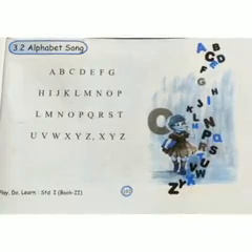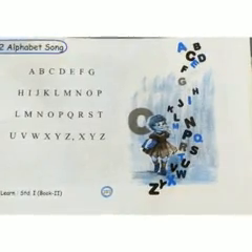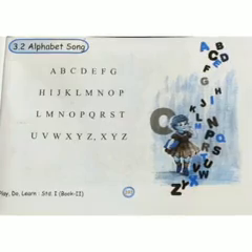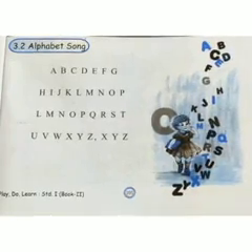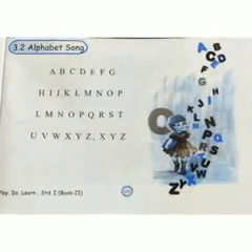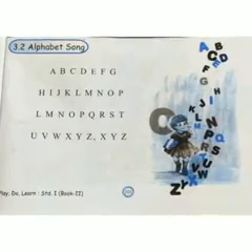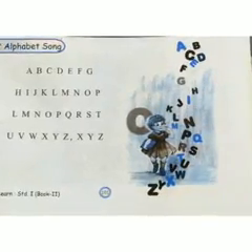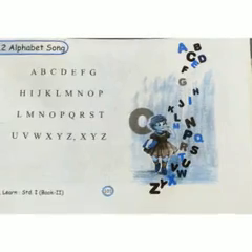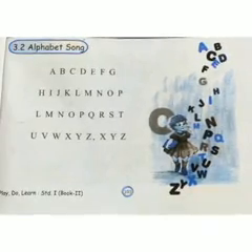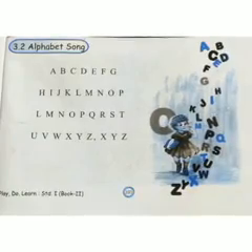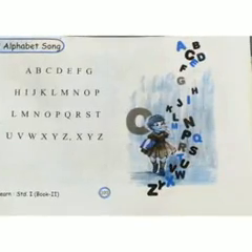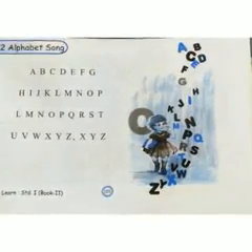Okay. Let's start. A B C D E F G H I J K L M N O P L M N O P Q R S T U V W X Y Z X Y Z. Okay, so one more time we will repeat. Are you feeling excited? Very good.